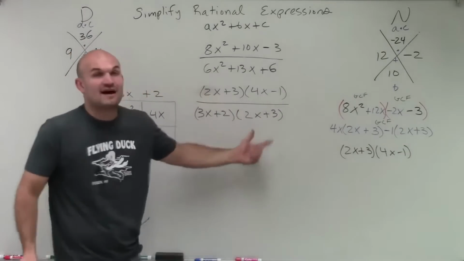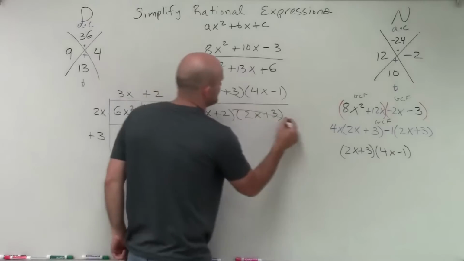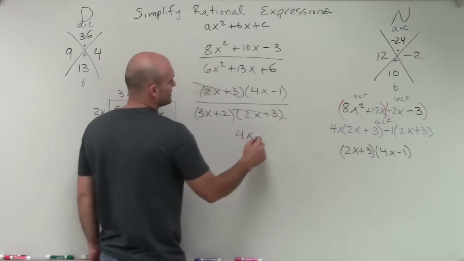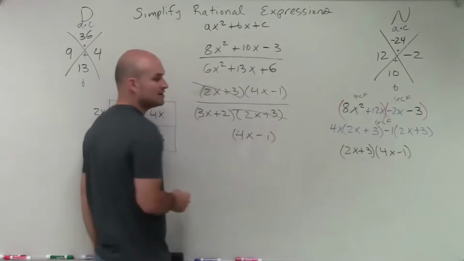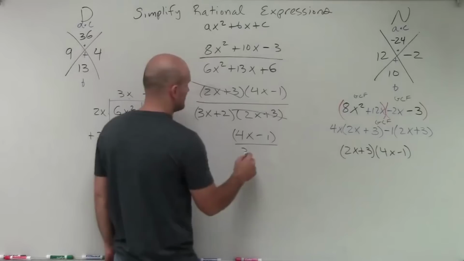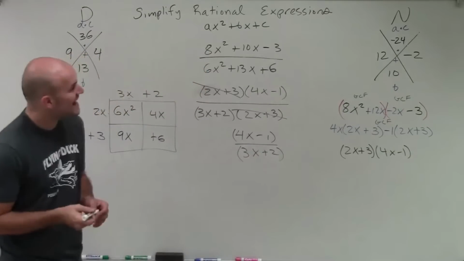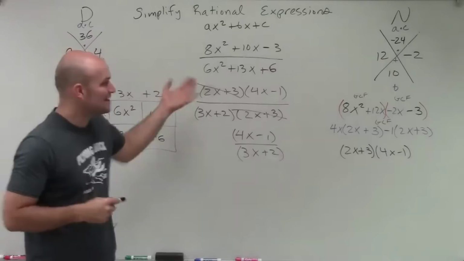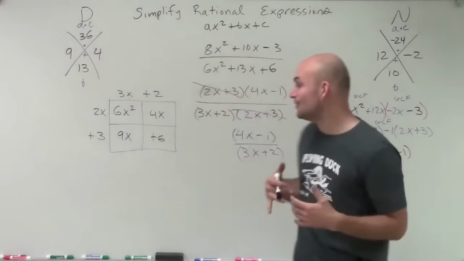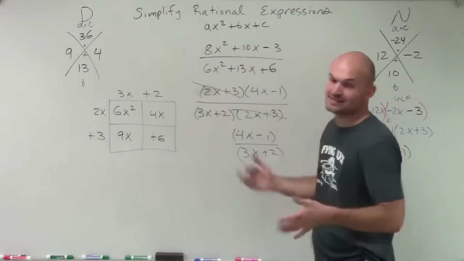And there you can see that I have a binomial divided by the same binomial, which will result in 1, leaving me with a simplified rational expression of 4x minus 1 divided by 3x plus 2. So there you go, ladies and gentlemen. That is how you simplify a rational expression by using your AC method to factor and then simplify.